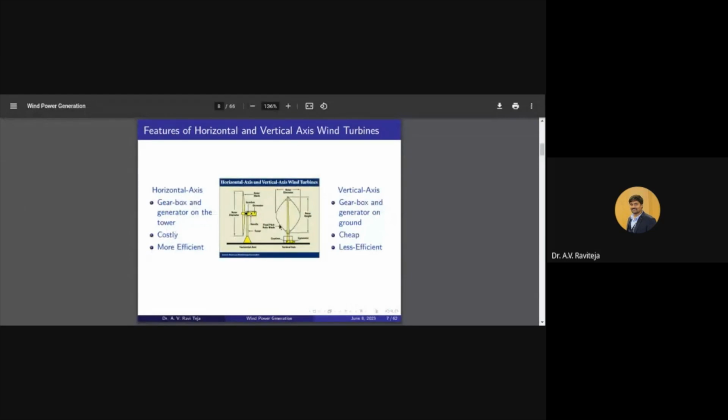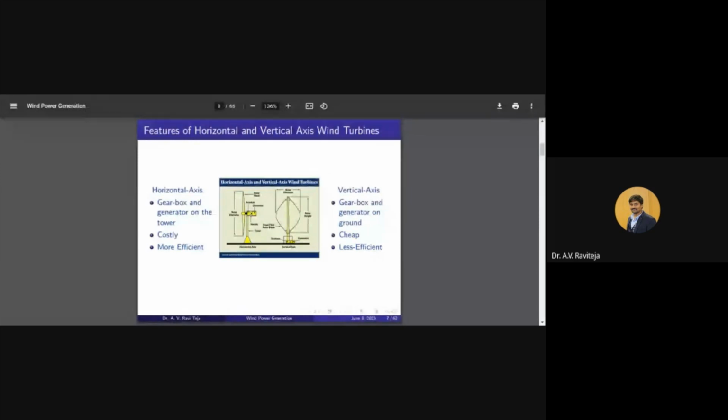Whereas vertical axis turbines are cheap because only the blades have to be borne by the tower and all the equipment is placed on the ground. Okay. So vertical axis turbines are cheaper in comparison to horizontal axis wind turbines.